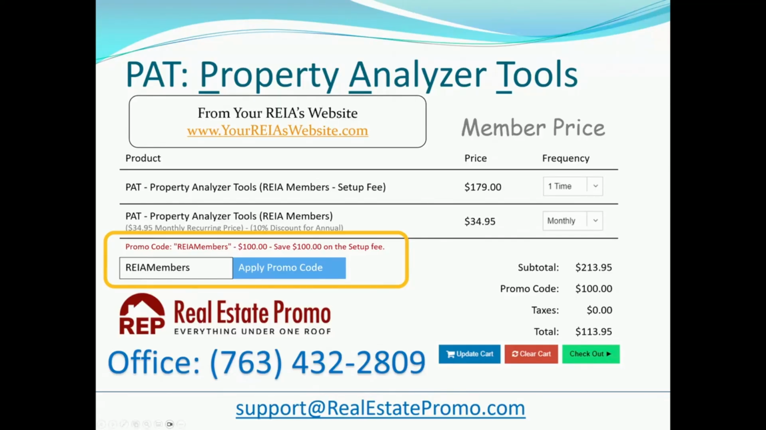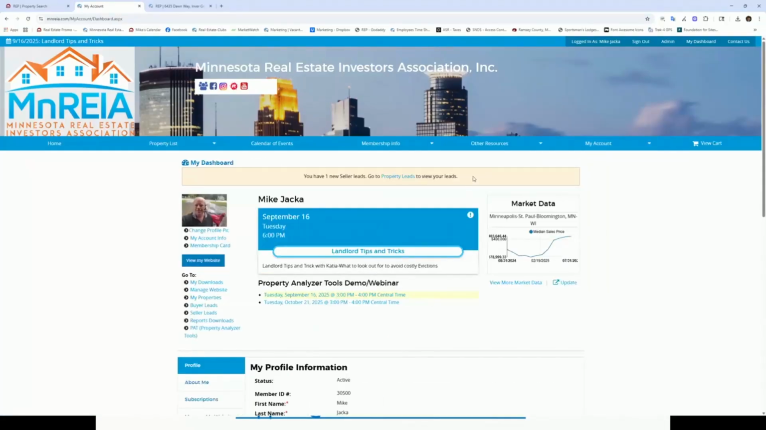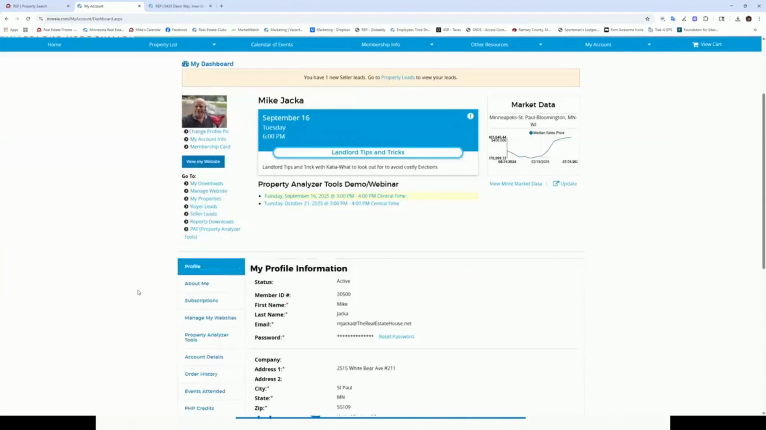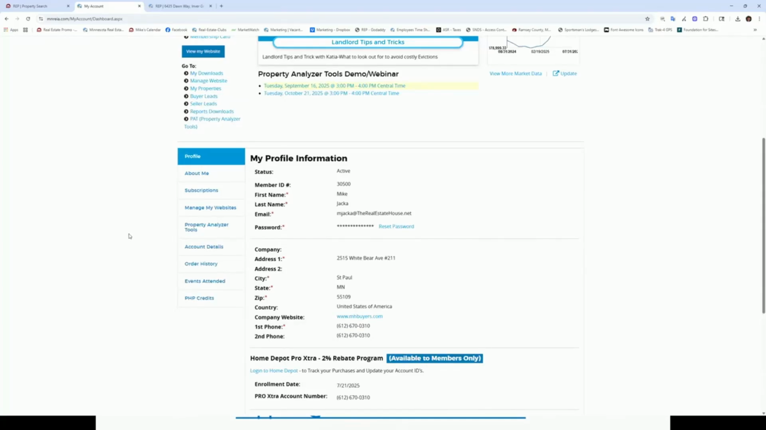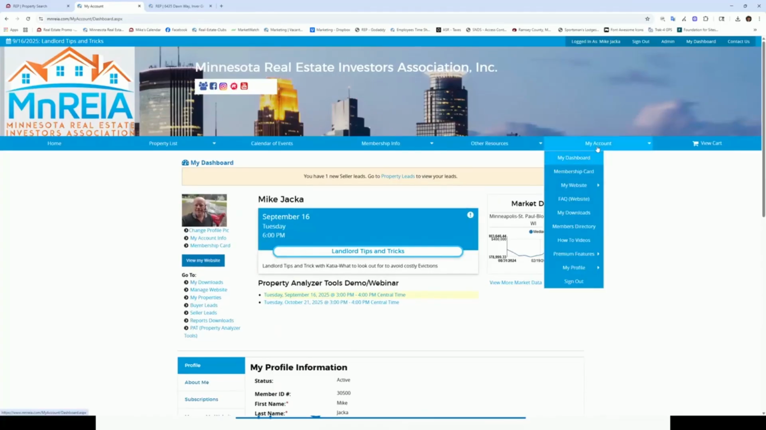So let me dive right into the Property Analyzer Tools. I'm going to pull up my site. Now, everything I'm going to demo, I'm demoing through my personal site here on MinREIA, but you're going to do the exact same thing through your REIA. So whichever REIA you're a member of, just go to that REIA to do everything you see me doing here through MinREIA. Right? And obviously, if you're a member of MinREIA, just do it at MinREIA, but everyone else, pick your REIA, go there.